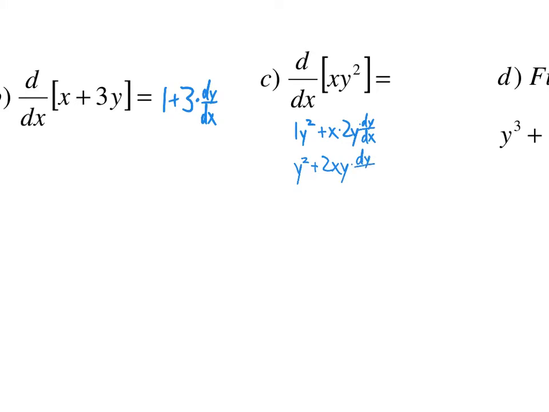Is everything being multiplied by dy/dx? No, just the term that has the y in it. So we're not multiplying this y squared here, because that was our f prime g. So you just write the function. We didn't actually take the derivative there.